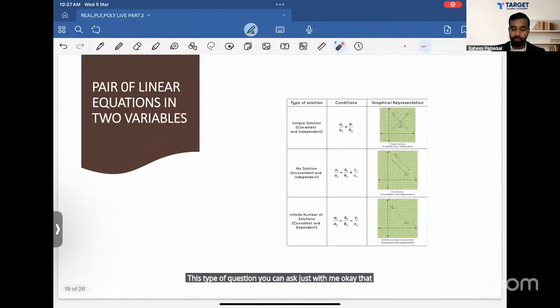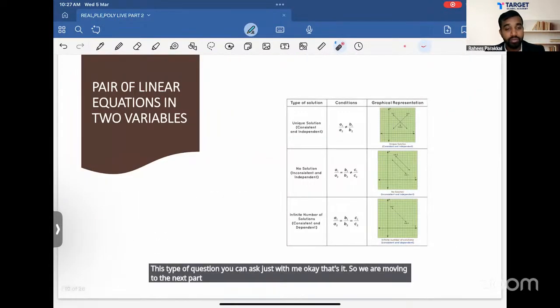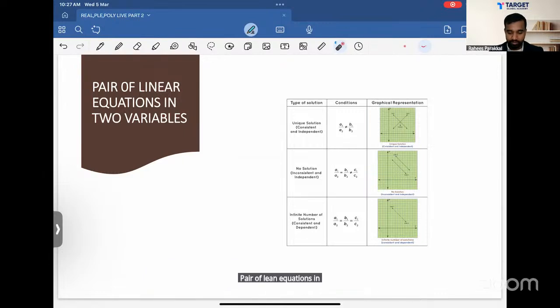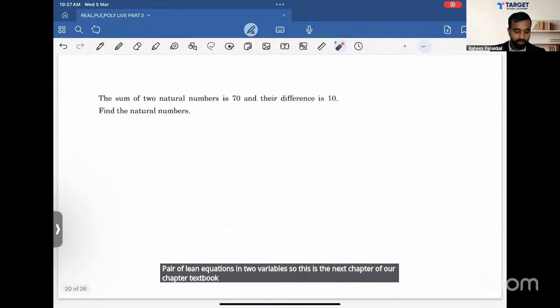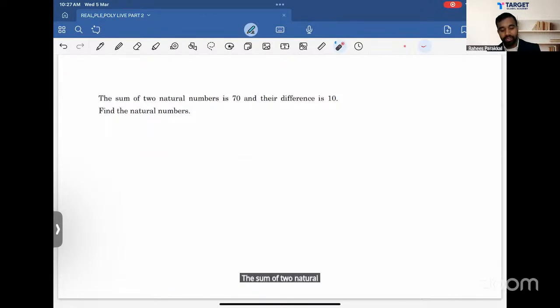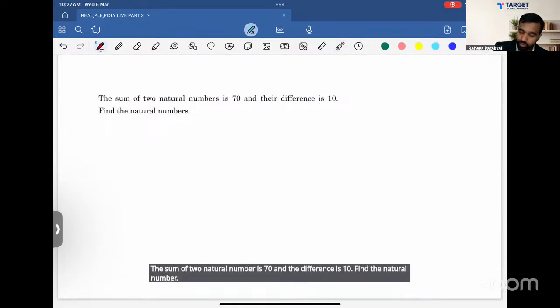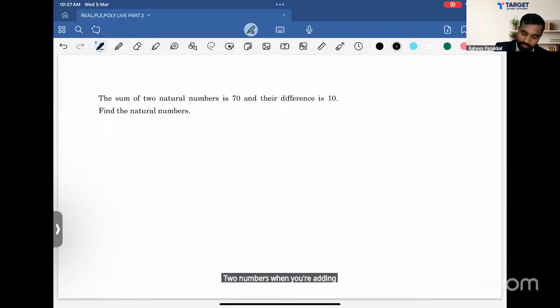So we are moving to the next part. Pair of linear equations in two variable. So this is the next chapter of our textbook. So pair of linear equations in two variable, that based on question we are going to solve. The sum of two natural number is 70 and the difference is 10. Find the natural numbers. Two numbers, when you are adding, you are getting 70.